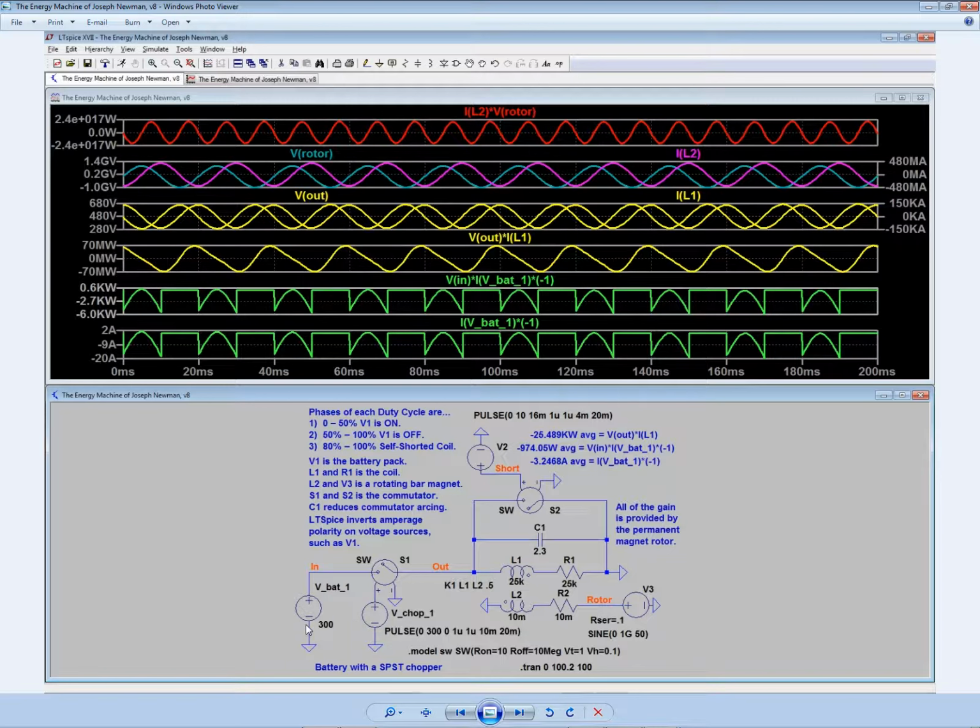It's coming in DC from the battery pack. It's getting chopped up by this switch, S1, into a 20 millisecond duty cycle. Half of that, 10 milliseconds on. See, that's 10 milliseconds on, and then the full length of the duty cycle of 20. So that means it follows by 10 milliseconds off. And then I make the self-shorting of 4 milliseconds, the last 4 milliseconds of that 20 millisecond duty cycle. So from 16 to 20 is the self-short of the coil.